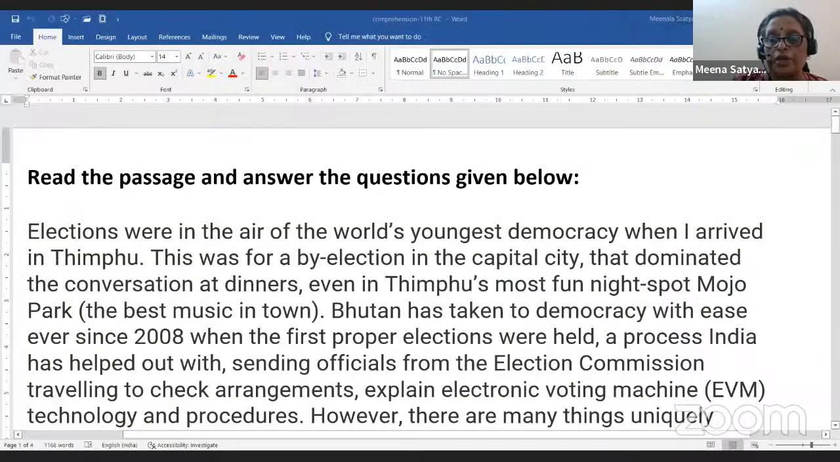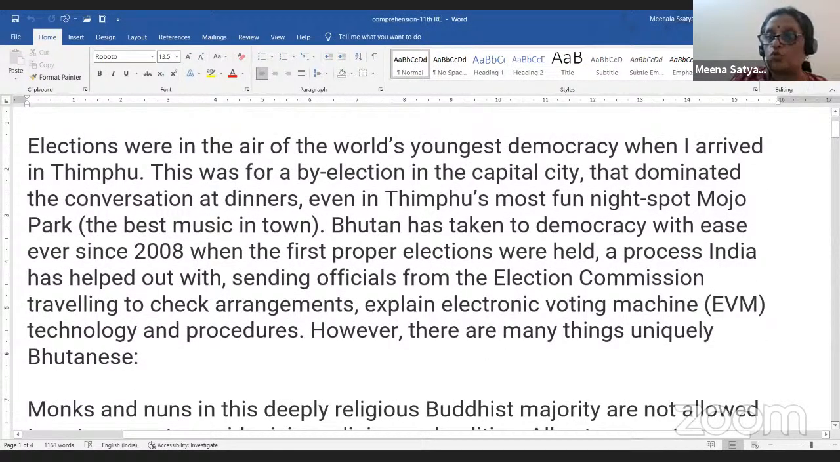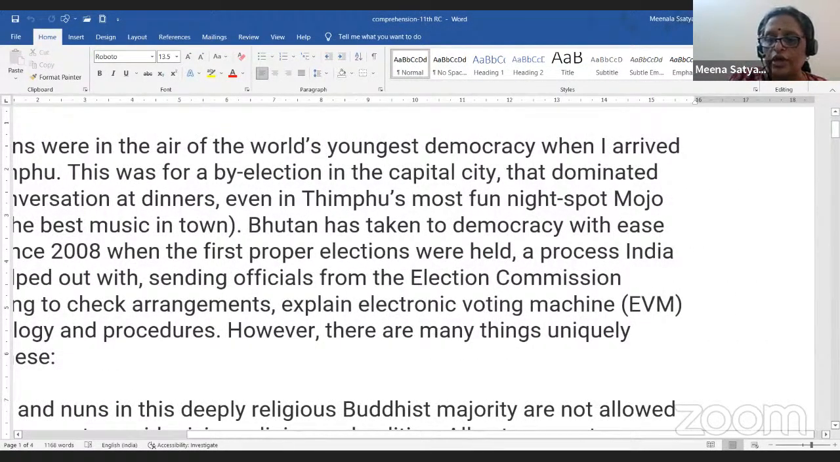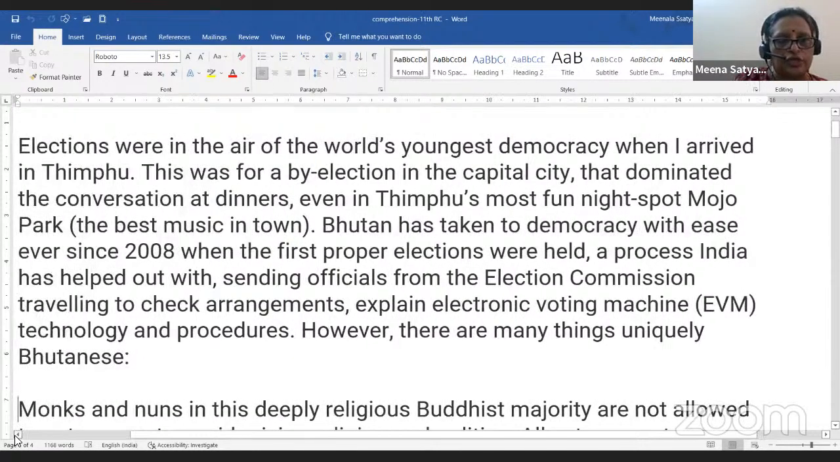Here's the comprehension passage that I was thinking. So let's go on to the questions. What was the first step I told you? I said, let's go on to the questions. So sorry, I shall adjust. Yeah. And let's move on.